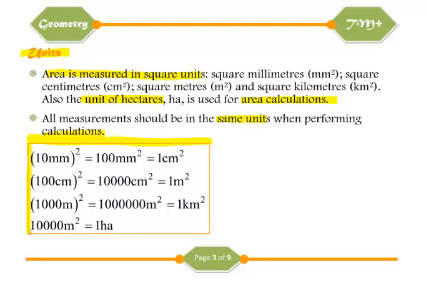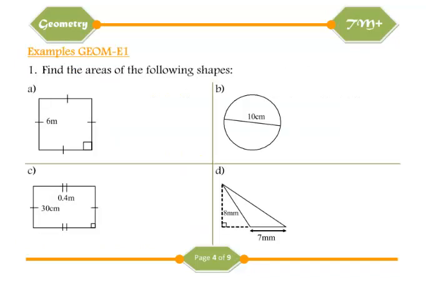And here are some common conversions that would have been covered in Transition Maths 1, and they're also provided in your textbook. So let's look at some examples. Here we're going to find areas of the following shapes.